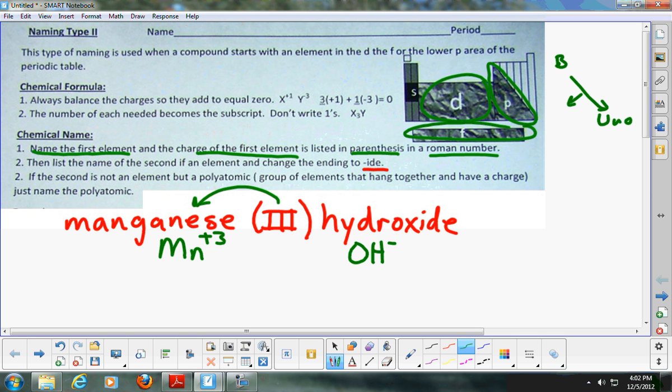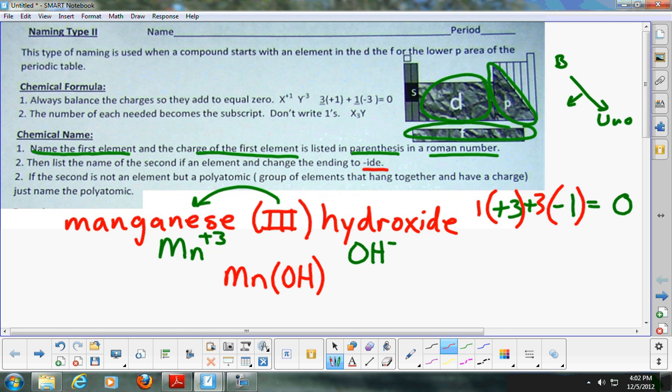Now remember, we've got a +3 and a -1 that have to add to equal 0. So I need to make that statement true. So I times the +3 by 1, and then I times the -1 by 3. Those become our subscripts. So as I'm writing, I would write Mn. I need one of those, but I don't put the subscript as 1. And I need 3 of the OH group. Since it's a group, it goes in parentheses, and we put the 3 on the outside.